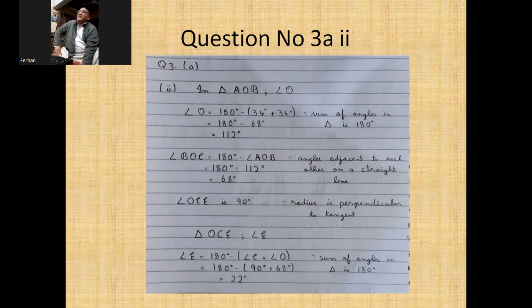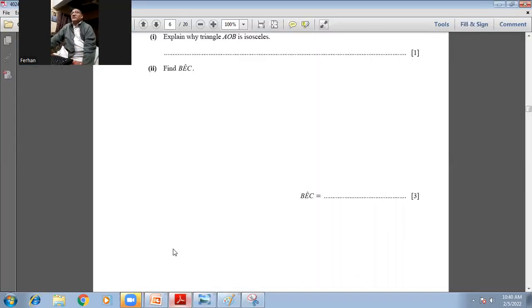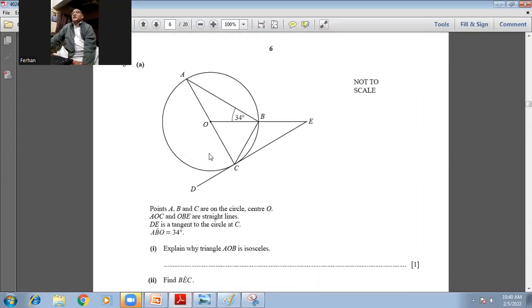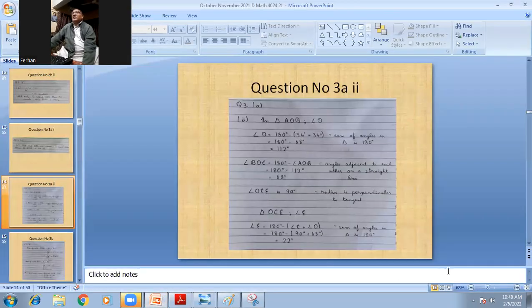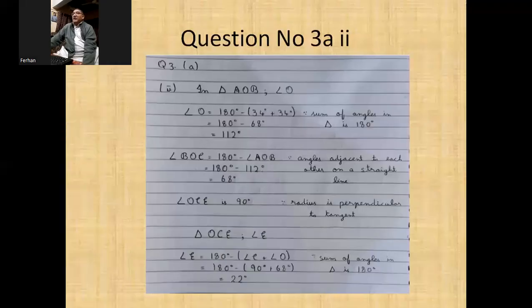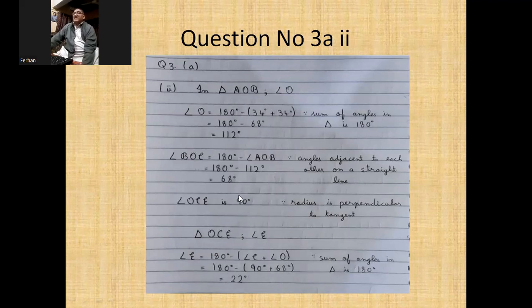Then, because it's a straight line, I can find the angle BOC. The BOC angle will be 180 minus the AOB angle, so 180 minus 112, and that will be 68.